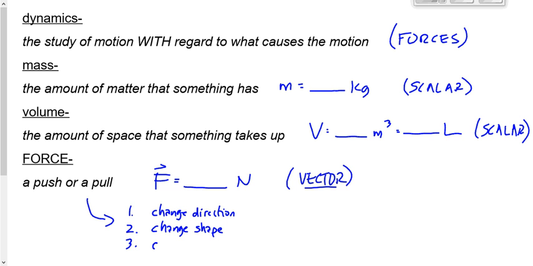Yeah, it can change the velocity or change the speed of an object. It can cause an object to speed up. It can cause an object to slow down. It can cause an object to change direction. It can cause an object to change shape. It can do all three of those things at once, or it can do one of those three things. But it's got to do at least one of those three things.